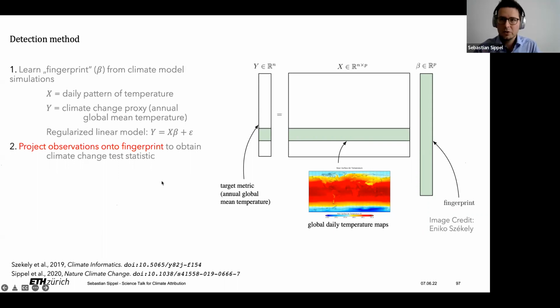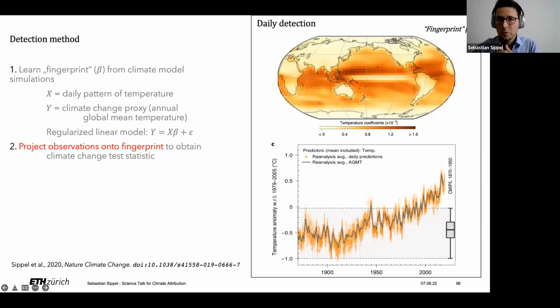It's the exact same logic as in traditional detection and attribution, where we come up with a hypothesis from the climate models, and then in a second step put in the observations without having trained or fitted anything on the observations themselves. If you look at this map of regression coefficients on top, that's the fingerprint, which is, based on the linear model, the optimal fingerprint to predict the forced response from the variability of individual days.